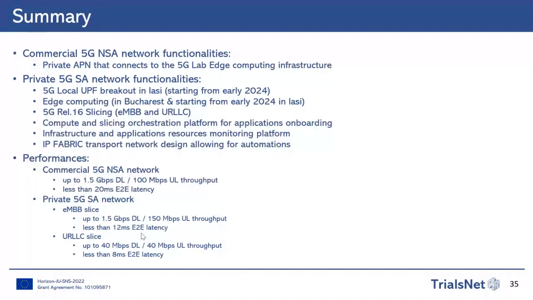And for the private standalone network, for the 2 slices, for the eMBB one, we have similar capabilities to our commercial network in terms of throughput. The latency is less than 12 milliseconds end-to-end. While for the URLLC slice, we are applying a data cap. This slice can only reach 40 megabits per second, both for uplink and downlink, with a great latency of 8 milliseconds end-to-end.